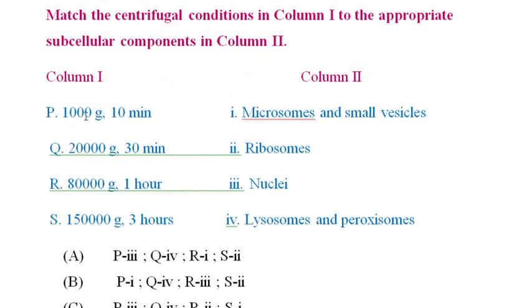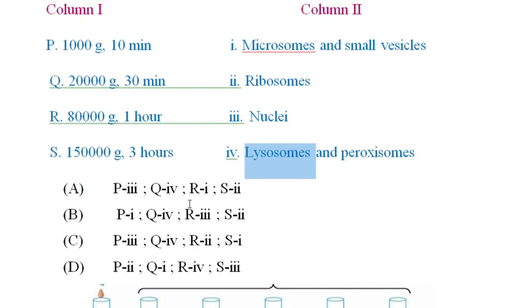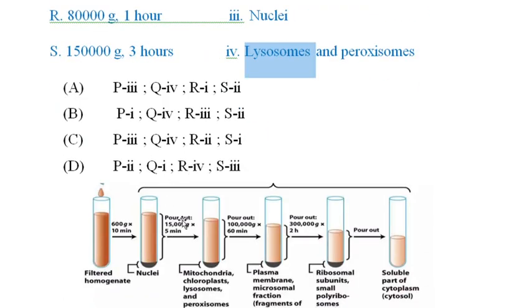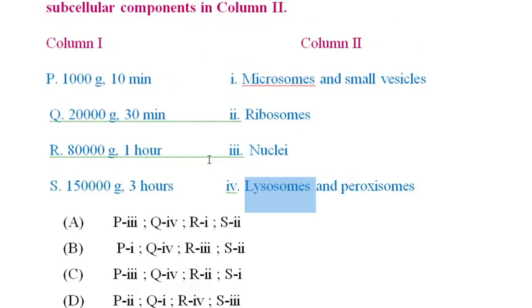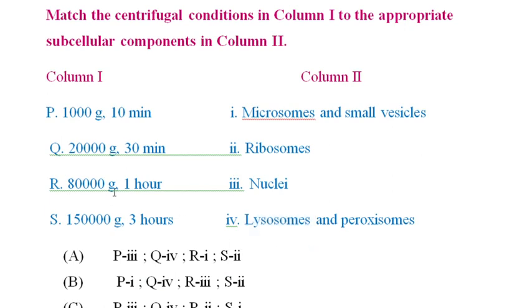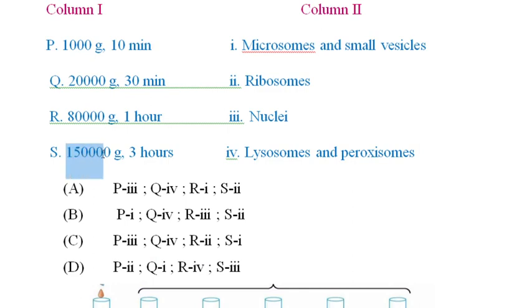Okay, so here you can see 1000 gravitational force for 10 minutes isolates your nuclei, and 20,000 gravity, that is 20,000 RPM, for 30 minutes isolates your lysosomes and peroxisomes. Here you can see that 15,000 to 20,000 RPM for 5 minutes isolates your mitochondria, chloroplast, lysosomes and peroxisomes. Next, 80,000 RPM for 1 minute isolates microsomes and small vesicles. At last, when you centrifuge at 1,50,000 gravity for 3 hours, only then can you isolate ribosomes.